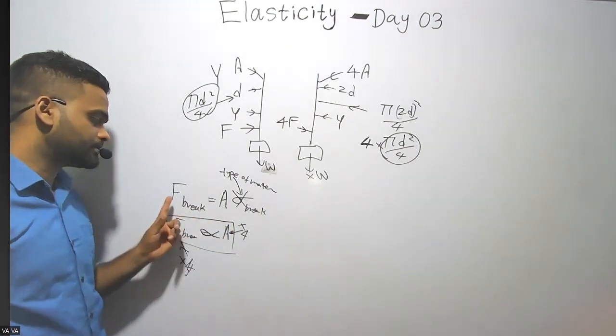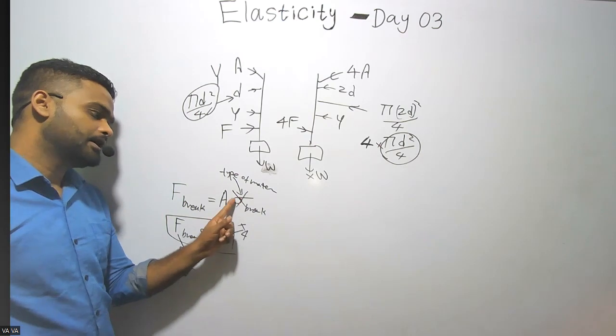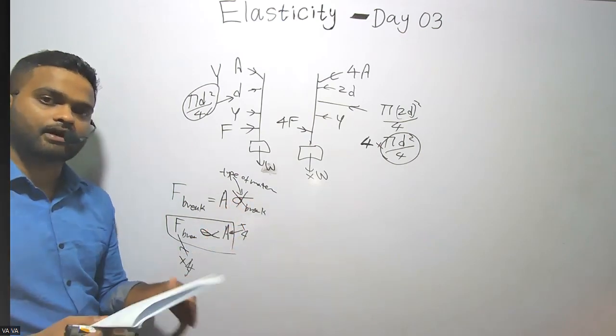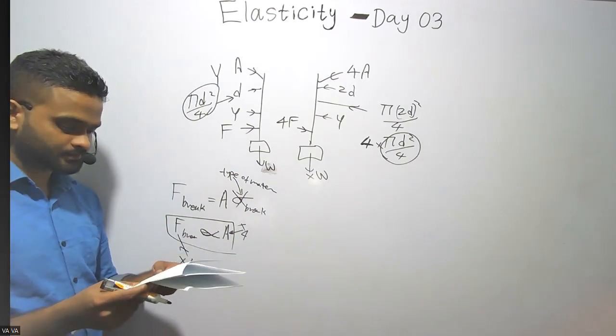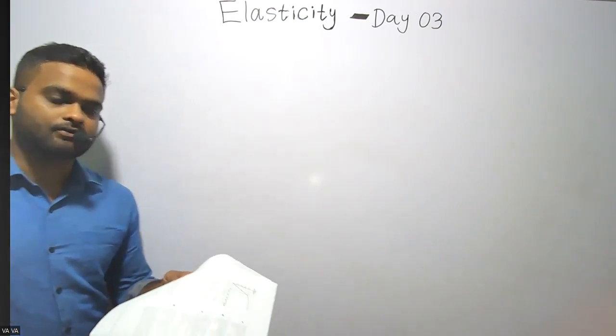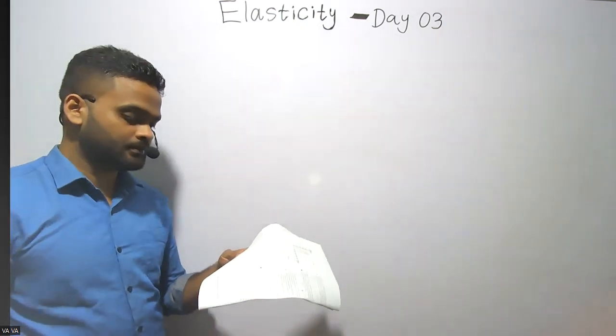F break is equal to A times sigma, the stress at the breaking point of the wire. Okay, right, take it down. Then we'll try the 24th question.